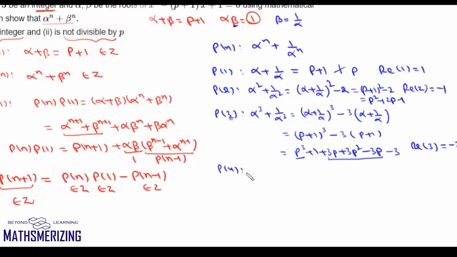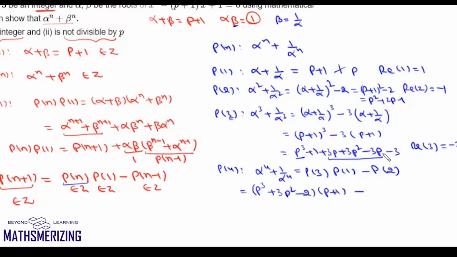Now we'll find P4. P4 in this case will be alpha to the power 4 plus 1 upon alpha to the power 4, and then it'll be P3 into P1 minus P2. So what's P3? P3 in this case is p cube plus 3p square minus 2, and P1 is p plus 1, and then minus P2. P2 in this case is p square plus 2p minus 1. So here the constant term will be minus 2 and then plus 1. So it will be simply minus 1.